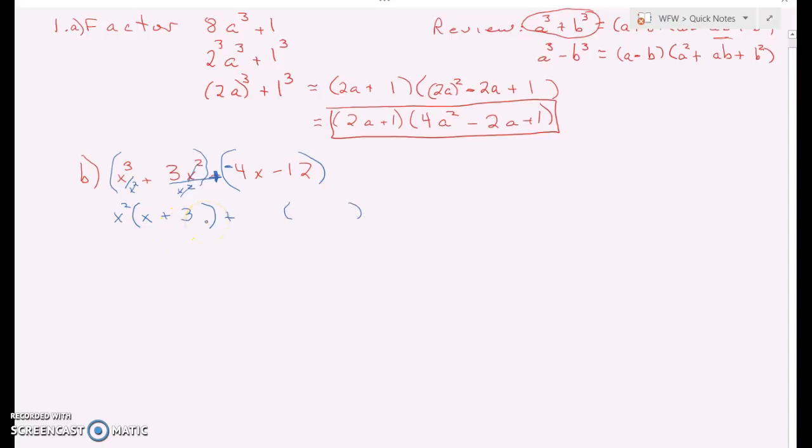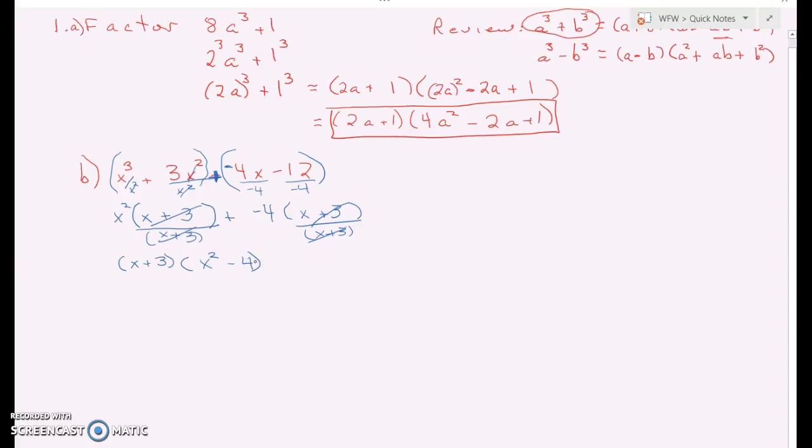You want your binomials to match. So if we take out a negative 4 from negative 4x minus 12, let's write the negative 4 here, and divide everything by negative 4, we're going to have x plus 3, which is what we want. Okay, so now we can take our x plus 3. It is now our greatest common factor. So we can take it from here and here, and these cancel out. And so that leaves you with x squared plus negative 4, which I'll go ahead and write as minus 4.